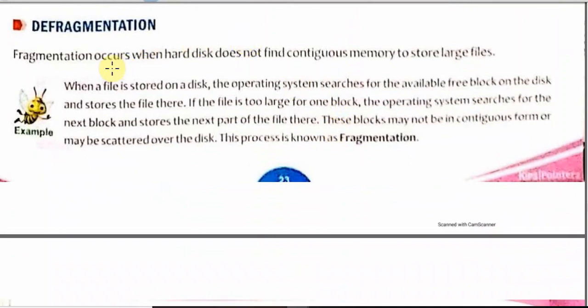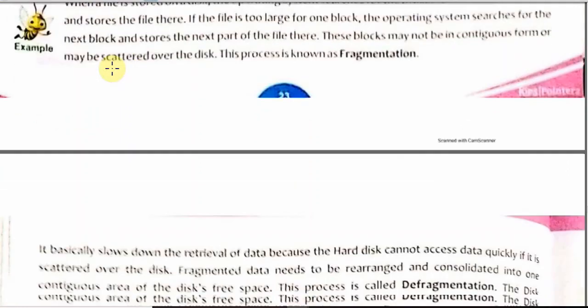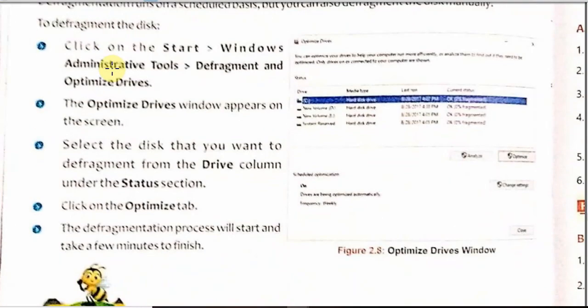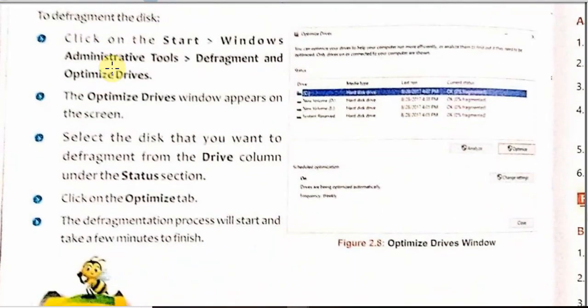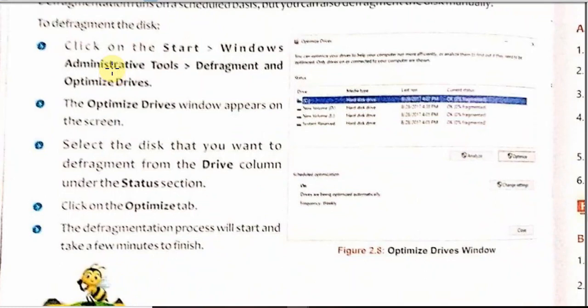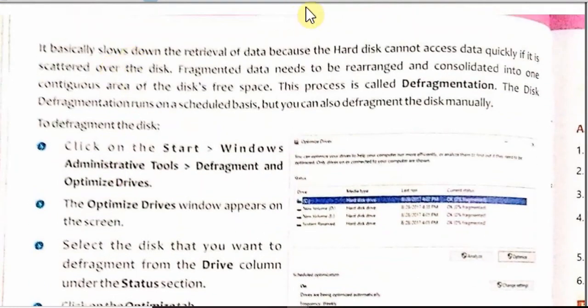Next point is defragmentation. Fragmentation occurs when the hard disk does not find any contiguous memory to store a large file. Contiguous means continuous. It basically slows down the retrieval of data because a hard disk cannot access data quickly if it is scattered over the disk. Fragmented data needs to be rearranged and this process is called defragmentation.